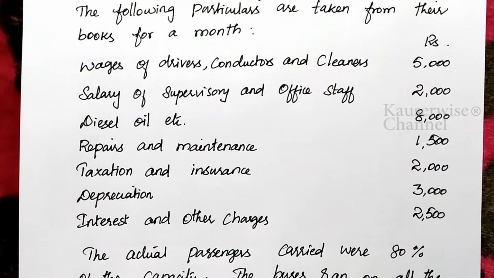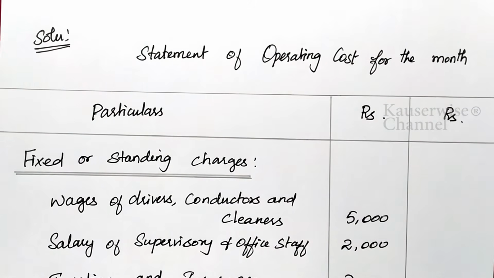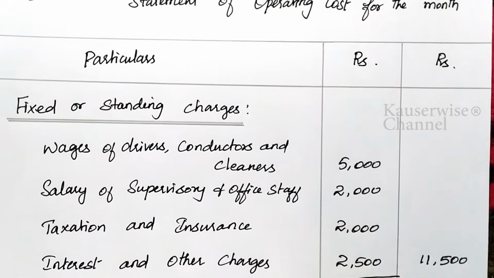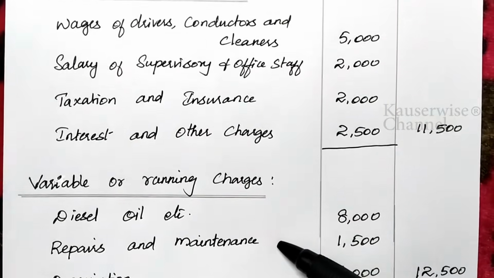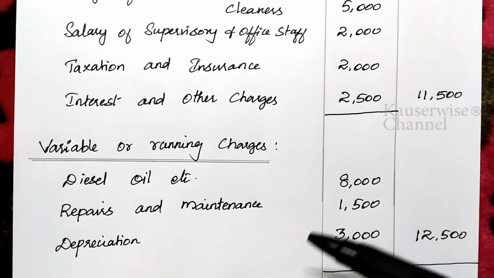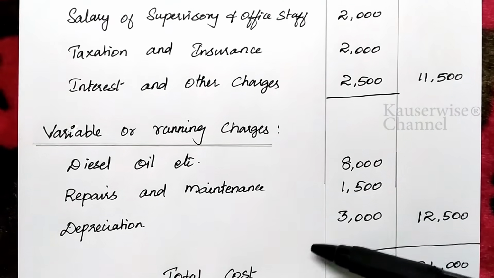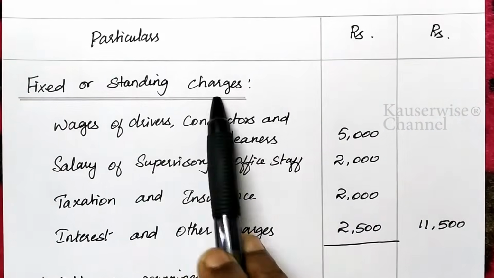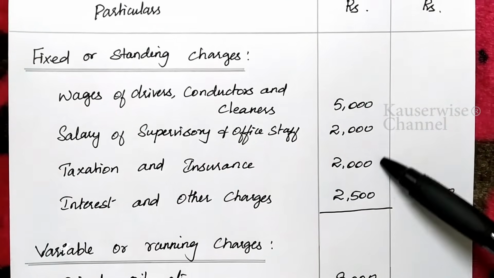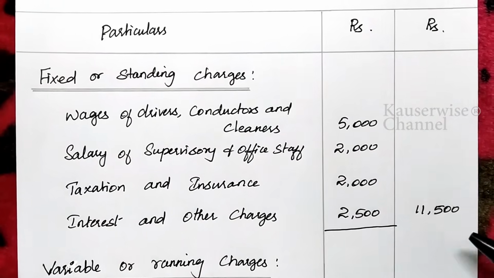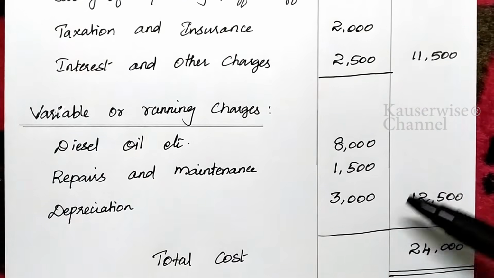Okay, now let us see the solution. See the solution to find out the total operating cost for the month. Okay, so here we have divided the cost into two categories. The first one is fixed or standing charges and the second one is variable or running charges. All the running as well as maintenance charges also come under this category. Okay, now see, under fixed charges: wages, salaries, taxation, interest. These are of a fixed nature. So total fixed cost is 11,500. And then running and maintenance or variable cost.